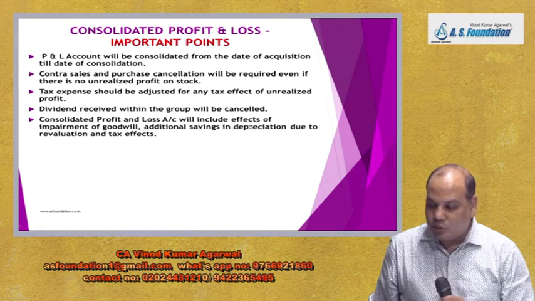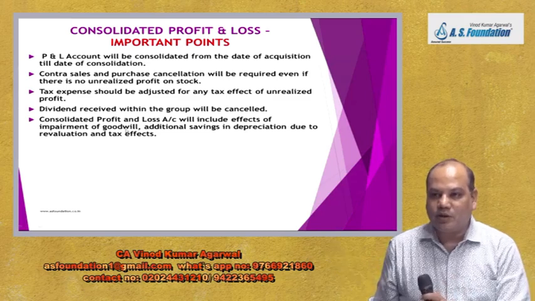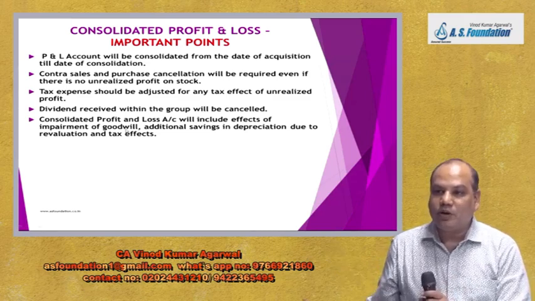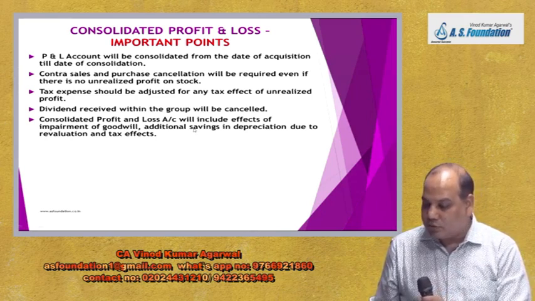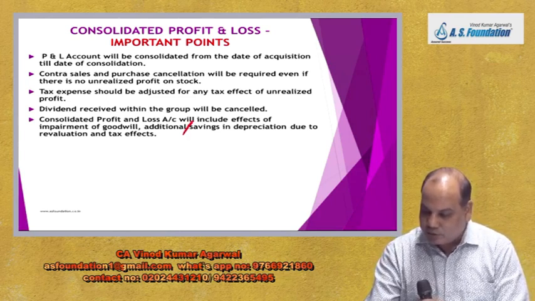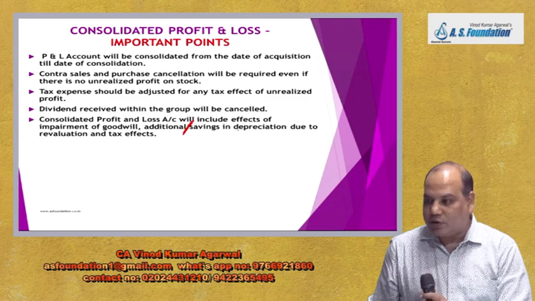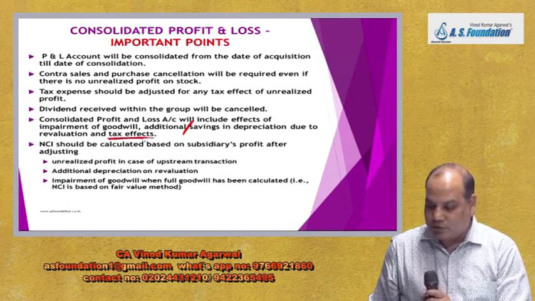Consolidated P&L account will include effect of impairment of goodwill. Now, impairment of goodwill adjustment you will have to do, because in separate financial statement it may not be there. Impairment of goodwill will come in the CFS. Then you have to make adjustment for additional or saving in depreciation. Additional depreciation for upward revaluation, savings in depreciation for downward revaluation, and if the question gives you tax effect also, tax rate also, do it.